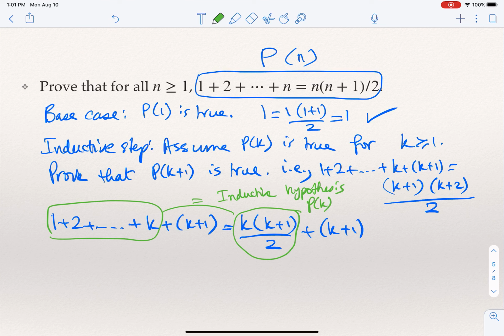So when we write here assume P of k is true, what we are saying is, assume that the sum of the numbers from 1 to k equals k times k plus 1 over 2. So now when I look at the sum of the numbers from 1 to k plus 1, I said, okay, this is the sum of the numbers from 1 to k plus k plus 1. But by the inductive hypothesis that tells me P of k is true, I can say the sum of the numbers from 1 to k is k times k plus 1 over 2.